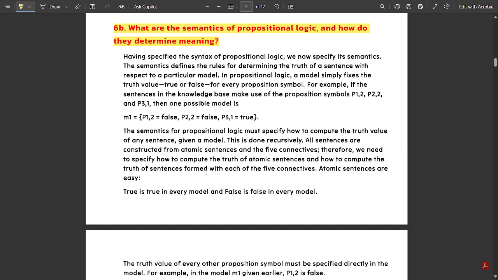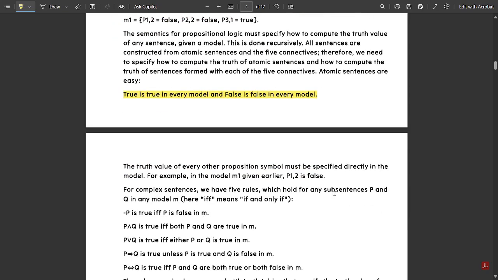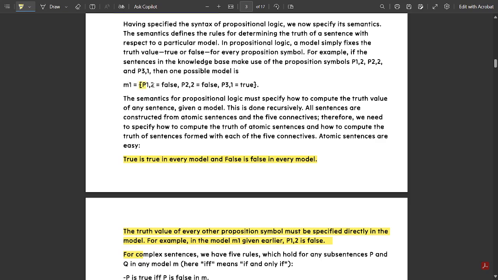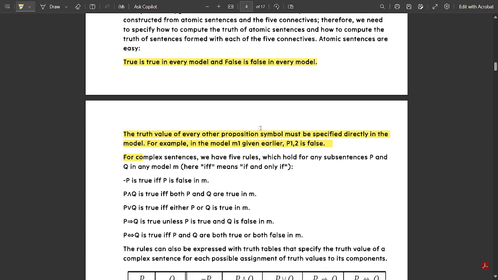The truth of sentences formed with each of the five connectives. Atomic sentences are easy. True is true in every model, and false is false in every model. That is one thing we should keep in mind. The truth value of every other proposition symbol must be specified directly in the model. For example, in model M1 given earlier, P1,2 is false. So this is the truth fact.